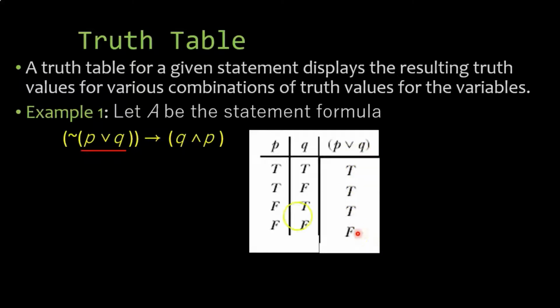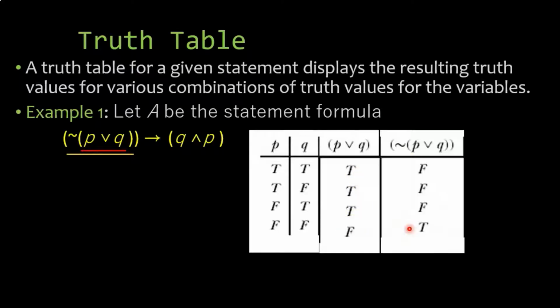Then we tackle the problem with negation. For the negation, we just reverse from true to false, from false to true. Next, we find the truth values for Q and P. For Q and P, if both give true, then the answer is true. Otherwise, false.